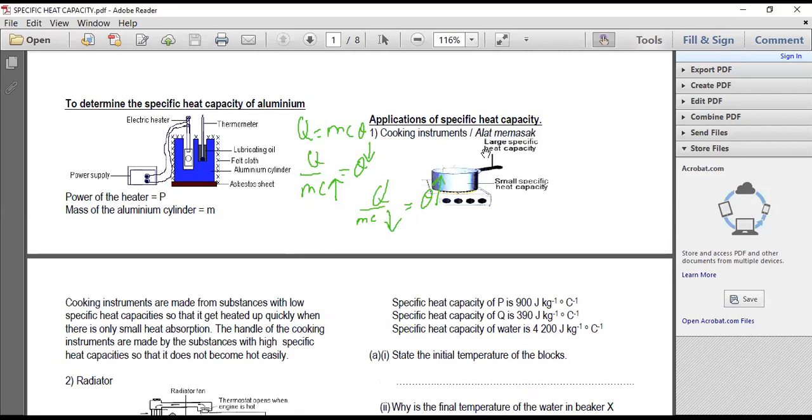So if you look at a cooking instrument like this, the handle must have high specific heat capacity. Why? Because it doesn't become hot easily, so the θ will be lesser. Whereas the pot, we want it to become hot easily, so it must have a smaller specific heat capacity, so that the θ, or the change in temperature, is great.